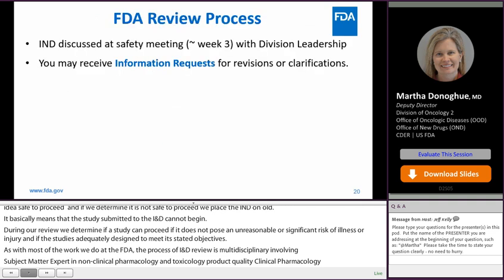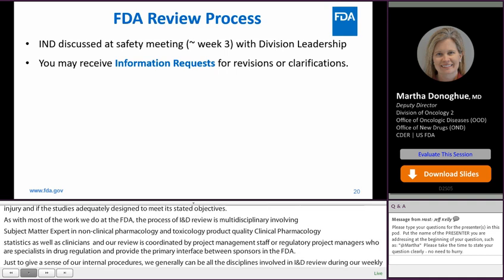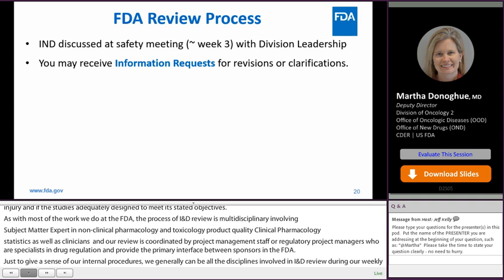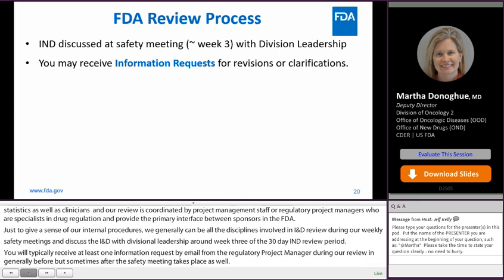Just to give you a glimpse of our internal procedures, we generally convene all of the disciplines involved in an IND review during our weekly safety meetings and discuss the IND with divisional leadership around week 3 of the 30-day IND review period. You will typically receive at least one information request via email from the regulatory project manager during our review, generally before, but sometimes after the safety meeting takes place as well.